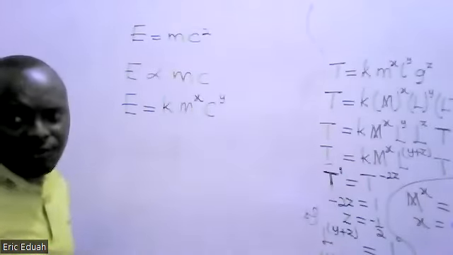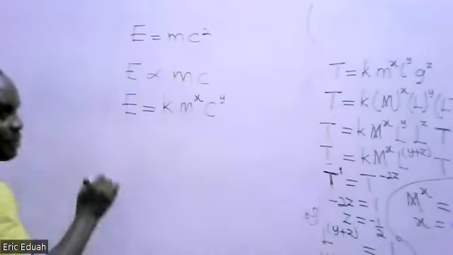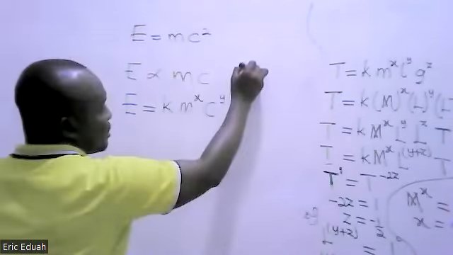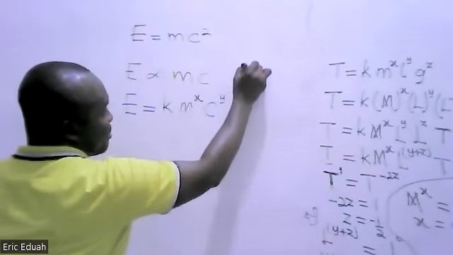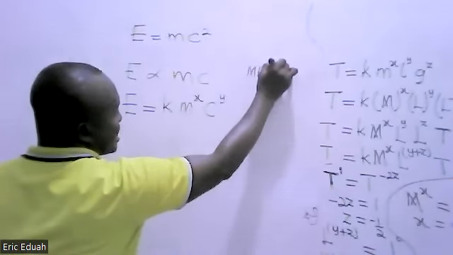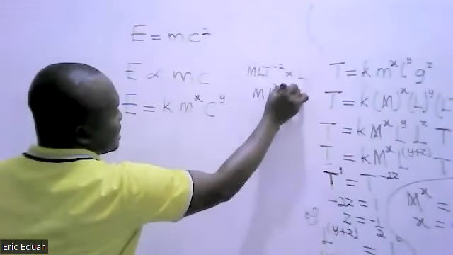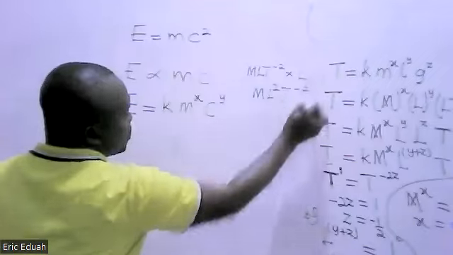Now, what's the dimension of energy? Force times distance. So M L T to the power negative 2 times L. So M L squared T to the power negative 2.